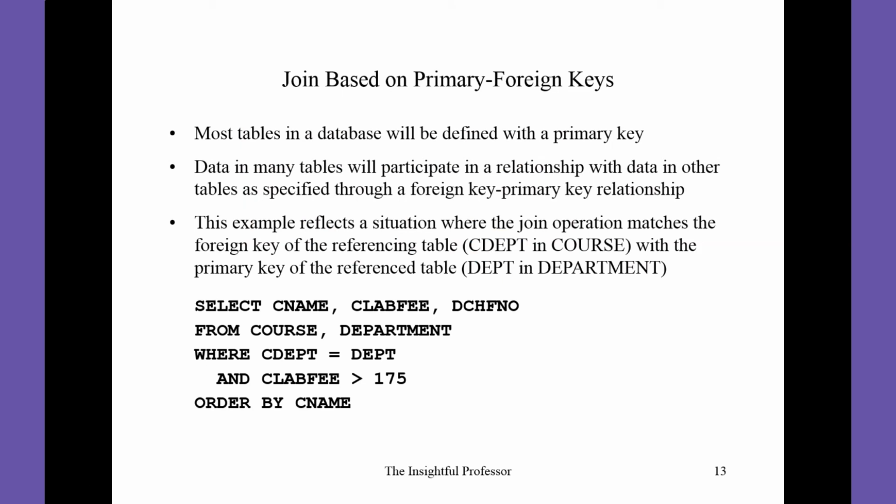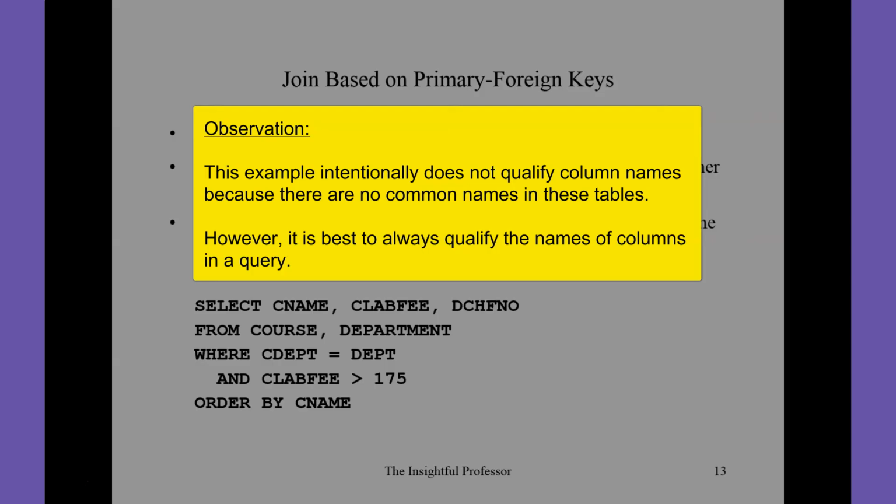Another interesting observation we can make about this query is none of the columns were qualified. This is because none of the columns that we've identified here from the course and department tables are common to the two tables. It's probably a good practice to qualify all of the column names. Here we're just demonstrating that it is possible to avoid having to qualify column names if it's not necessary.